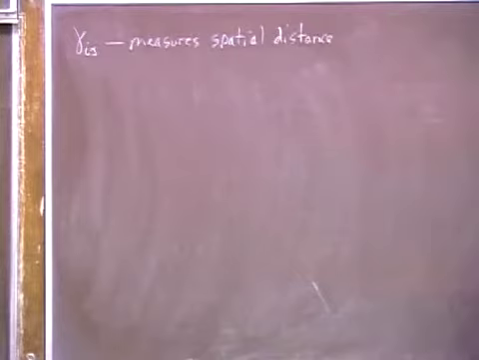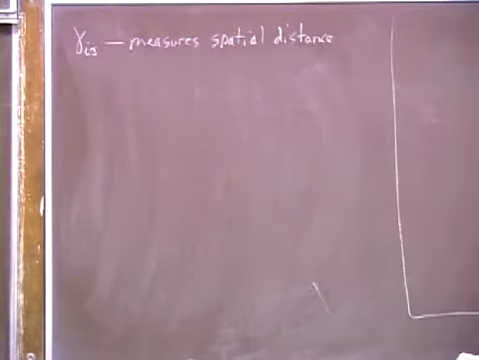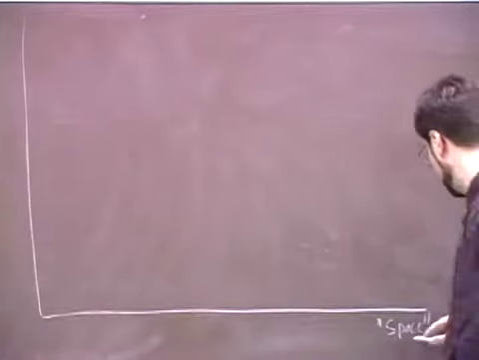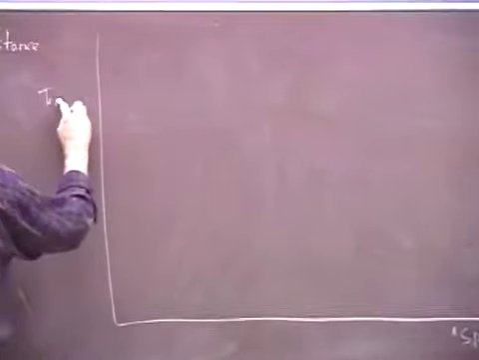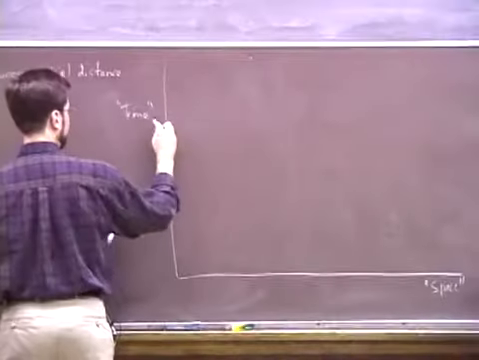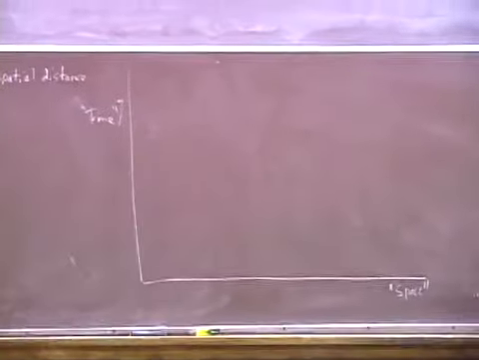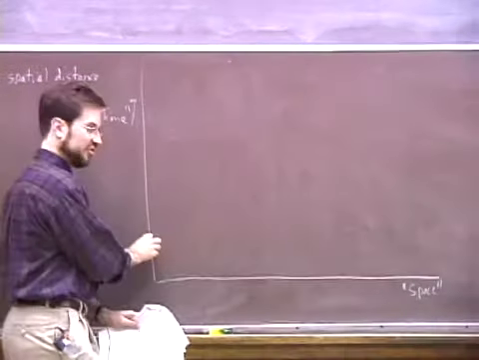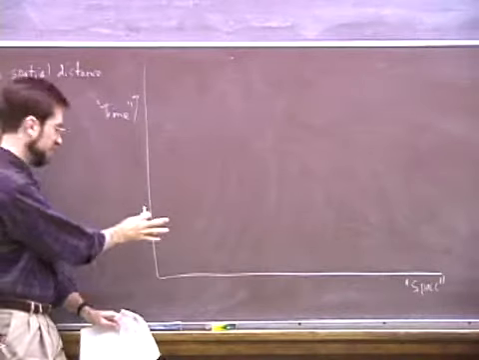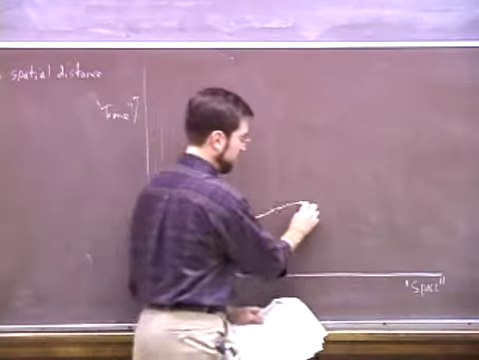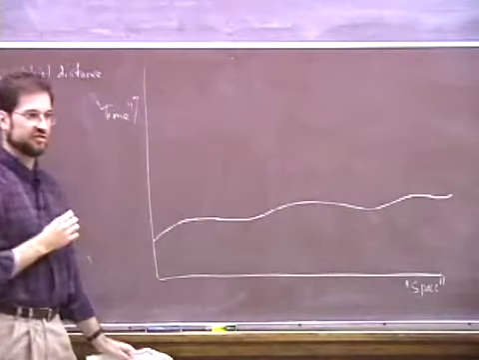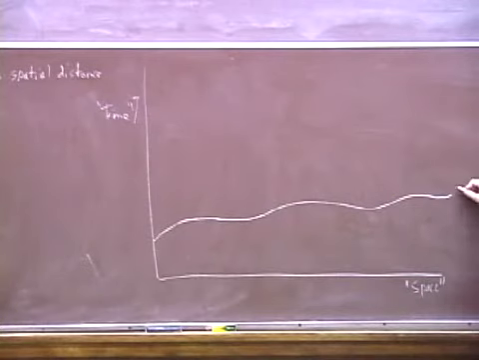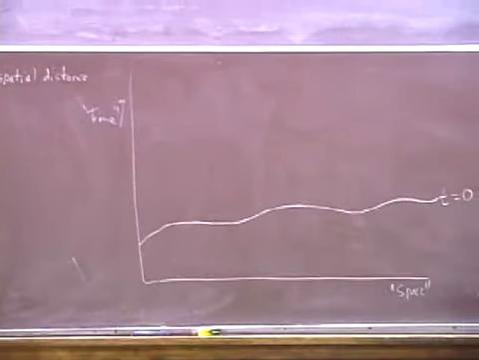So let me draw a picture. This is space along this axis, and this is time along this axis. And so what I'm going to do is take this 4-dimensional space-time, and through it I'm going to draw a 3-dimensional surface. And I'm going to give this 3-dimensional surface a name. I'm going to call it t equals 0.